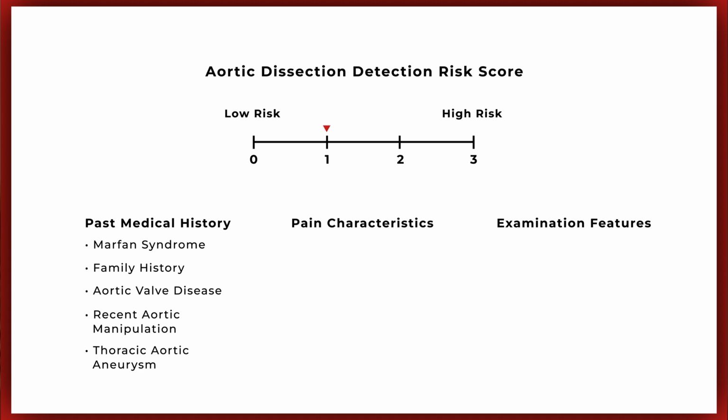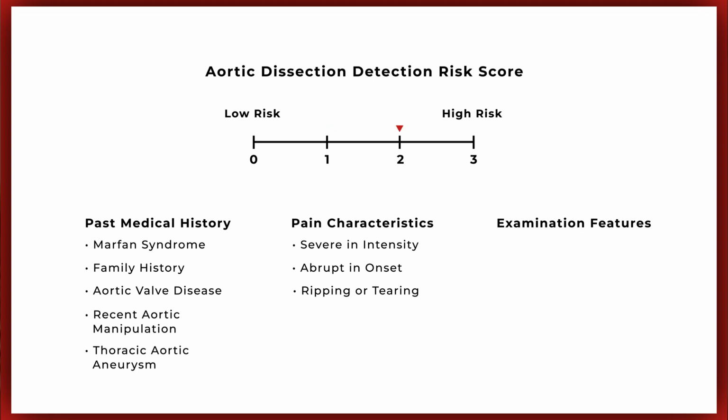They are then asked about the characteristics of their pain. Is it severe in intensity? Was it abrupt in onset? Is it ripping or tearing in quality? Again, if they have any of those features, they get another point on the aortic dissection detection risk score.